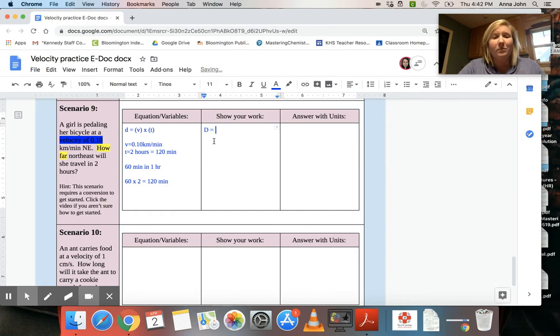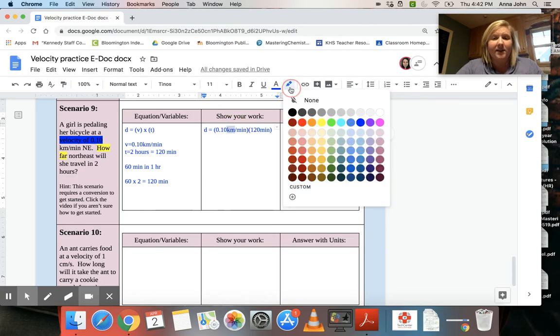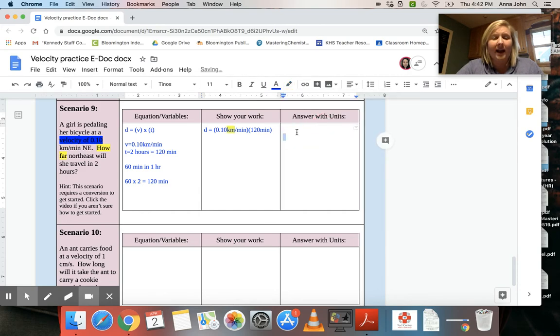Now I can just plug it in. V equals my velocity, 0.10 kilometers per minute, times my time, 120 minutes. I have a per minute here and a minute on the top, so those are going to cancel, which means all I'm left with is kilometers. Before I do my math, I ask myself, does it make sense that a distance would be in kilometers? Yes, that's the unit I would be thinking about.